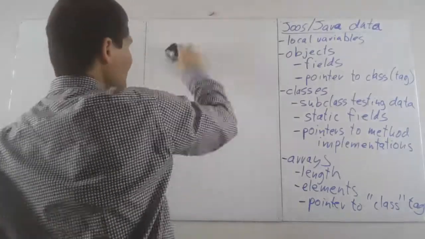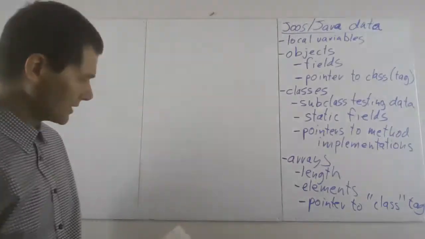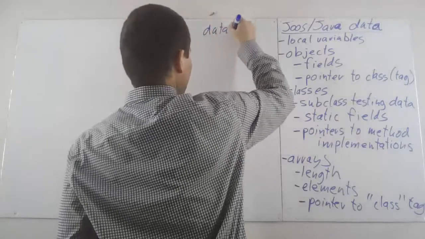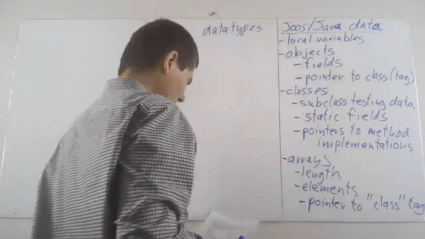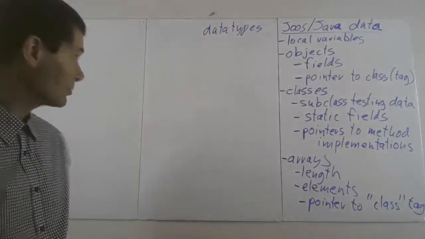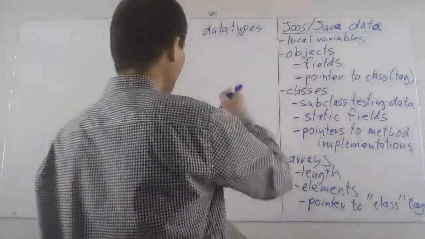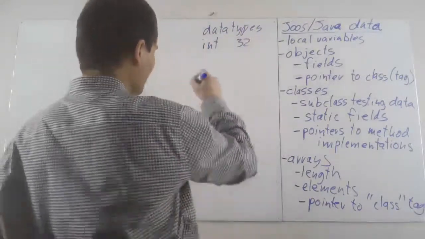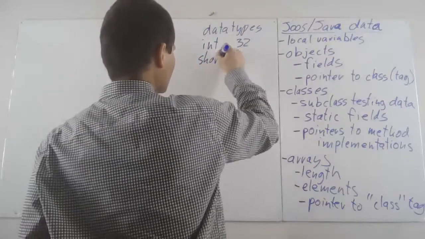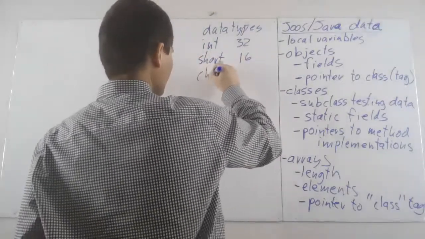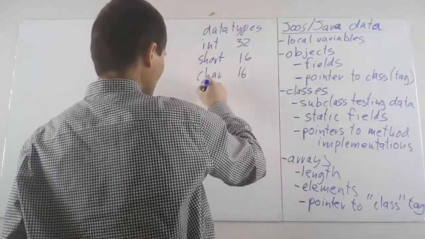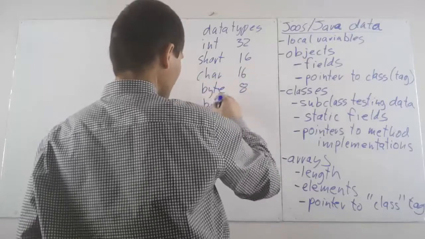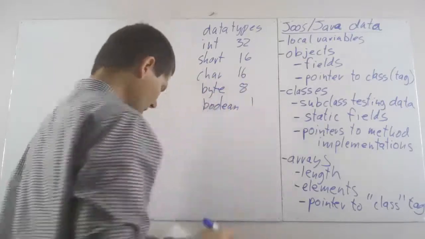Before I go into memory, one other Java consideration is the various data types. Depending on the data type, they require a different number of bits, right? So an int in Java is 32 bits. And then you've got short and char that take 16 bits. And then you've got byte that takes 8 bits, and Boolean that takes 1 bit.